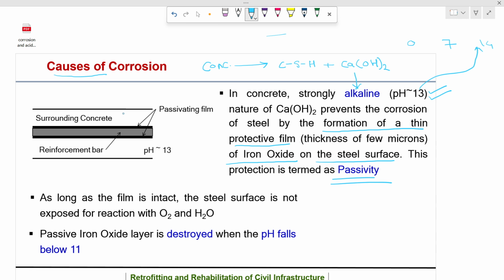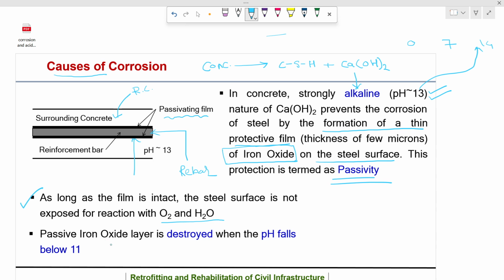Schematically I have shown here, this is your reinforced concrete, this is your bar or rebar, and here you can see the passivating film, and this film is made up of iron oxide. As long as this film is intact, the steel surface is not exposed for reaction with O2 and H2O. In the next slide, we are going to see the definition of corrosion.